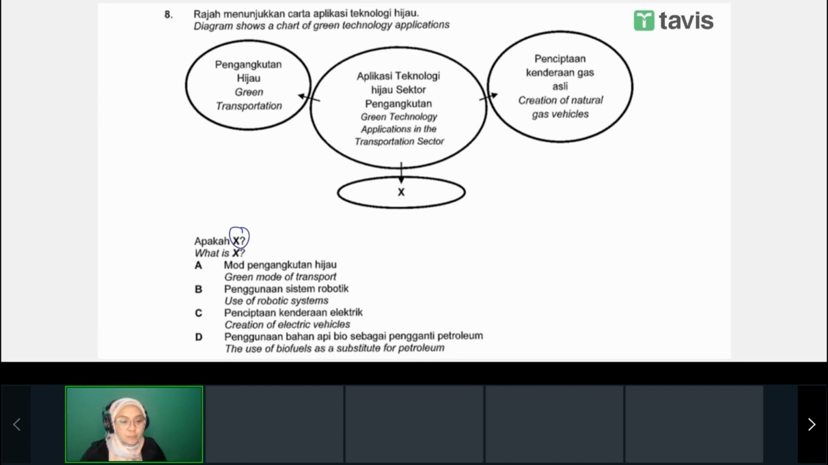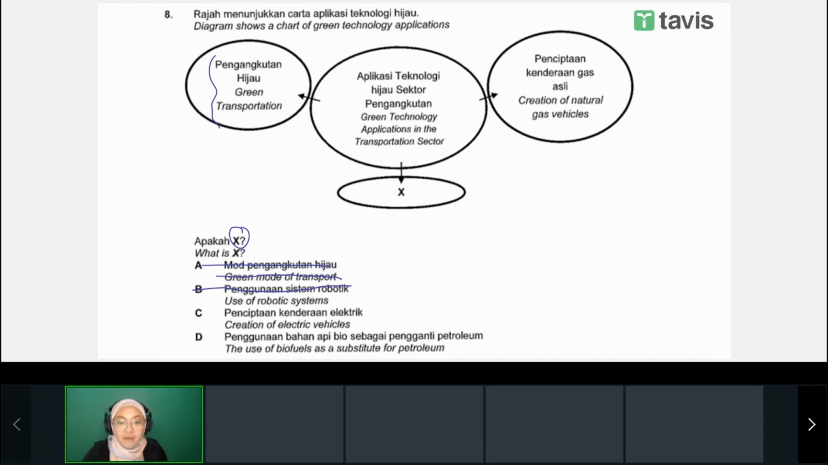Let's see A. Green mode of transport. They already gave the green mode of transport over here, so why give more? So A is the incorrect one. Remove the answer. B, the use of robotic system, has nothing to do with green technology in transportation, yeah? So this is not correct.